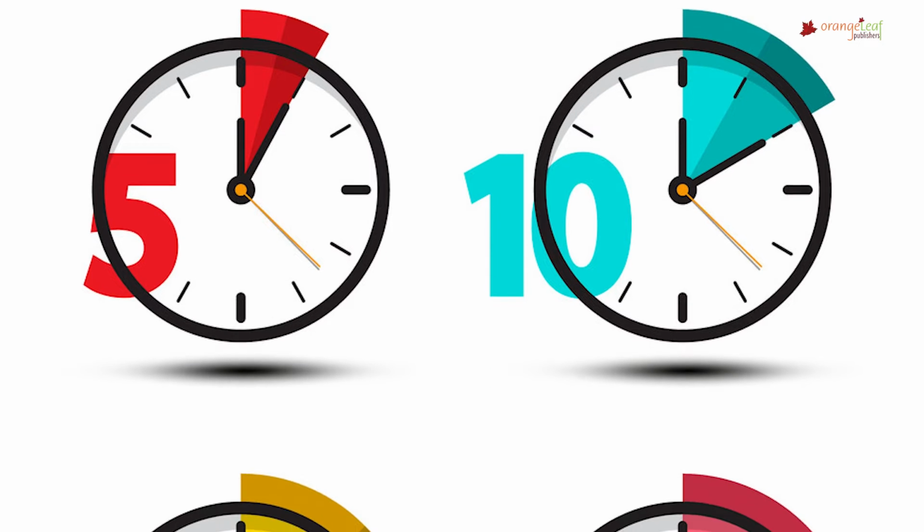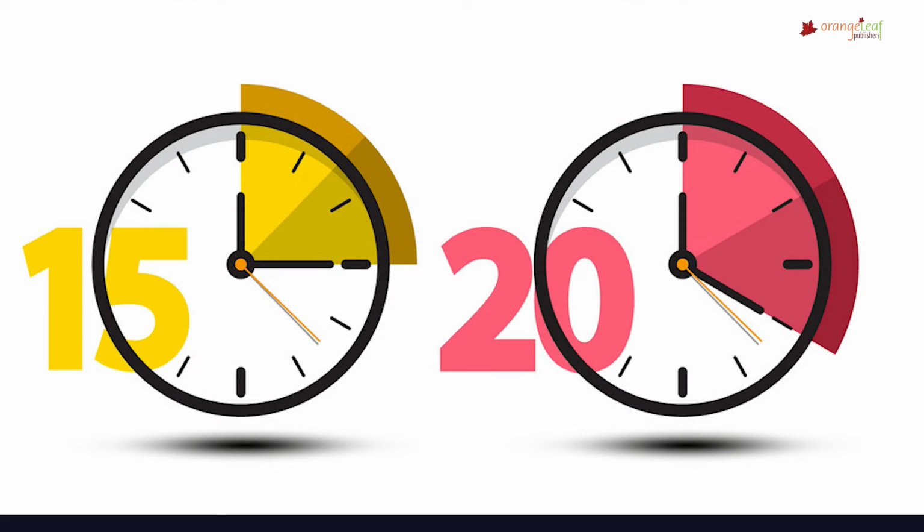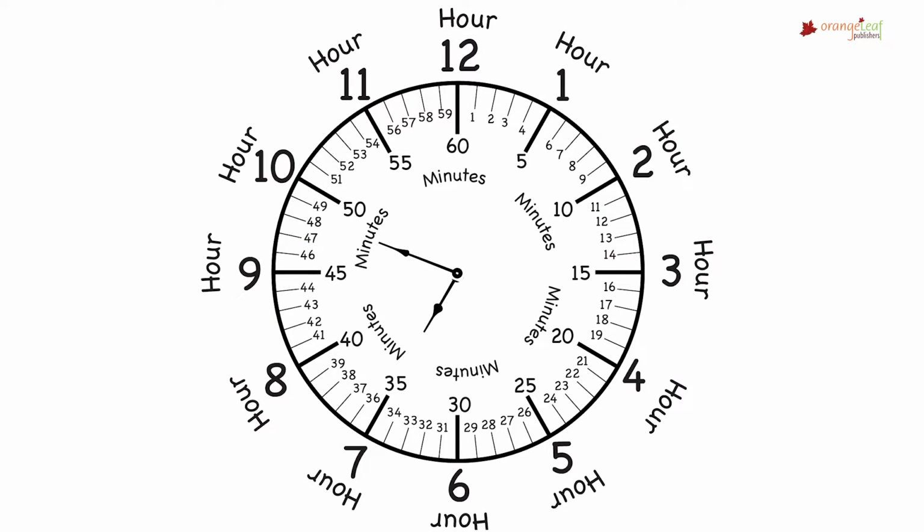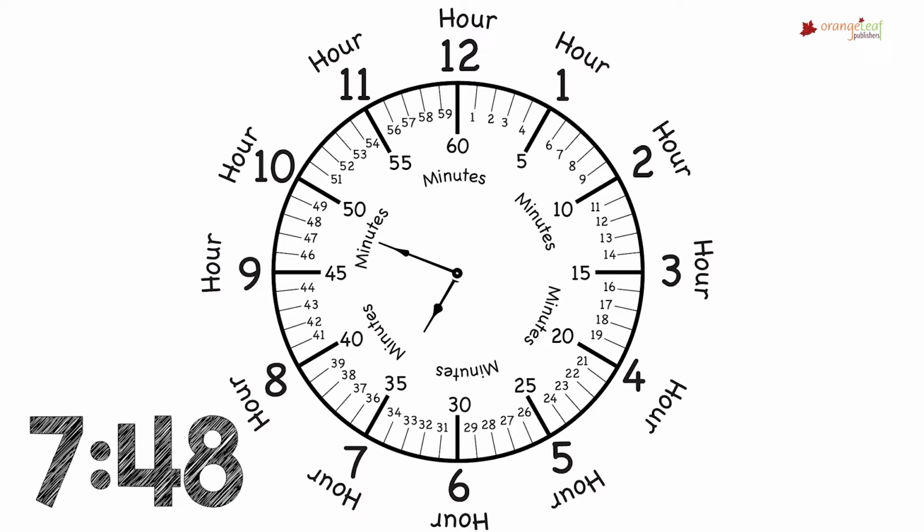Reading the exact time. Now, in earlier classes, you have learned that when the minute hand moves from one number to the other, 5 minutes have passed. So we have learned to read time in the interval of 5 minutes. Now, let's learn how to read the exact time. Have a look at this clock. This clock shows every minute of the time. According to the hour and minute hand on this clock, the time is 7:48.